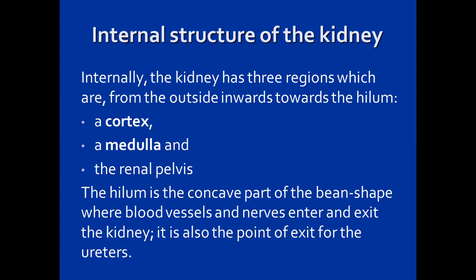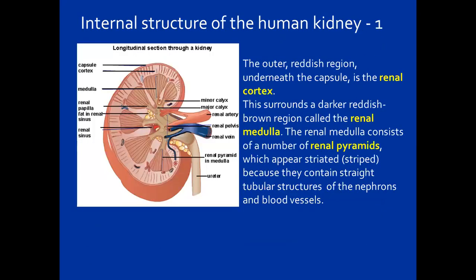Okay. Then the hilum is the concave inner part of the bean shape, where the blood vessels and nerves enter and exit the kidneys. And it's also the point of exit for the ureters.